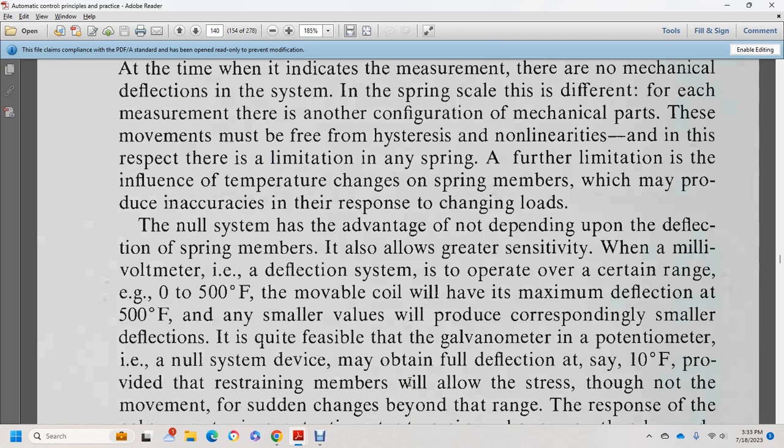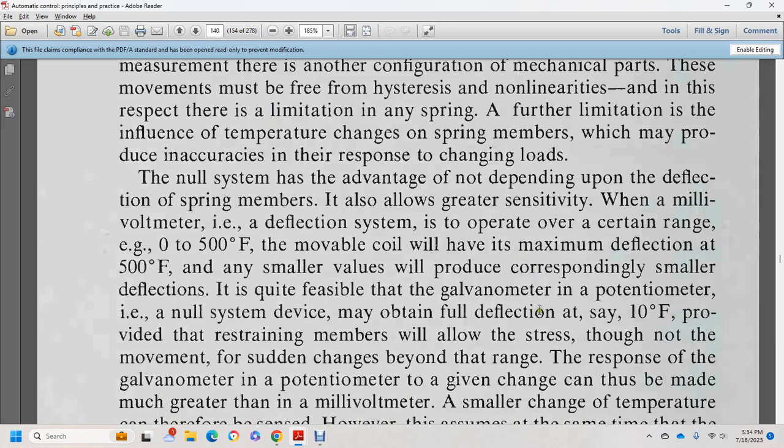With the deflection system of the operator over a certain range of 0 to 500 degrees Fahrenheit, the move of the coil will have the maximum deflection at 500 degrees Fahrenheit. Smaller values produce correspondingly small deflection, quite visible with the galvanometer potentiometer of the null system, which can make the same fold of deflection at 10 degrees Fahrenheit, provided the restraint members are allowed to move in a sudden change beyond the range of the response.